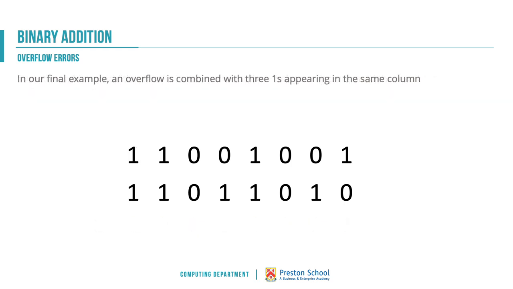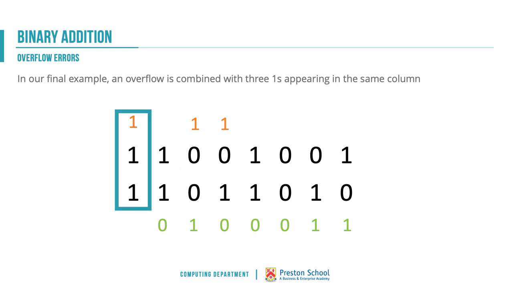Our final example is more complex again, in that we're going to end up with three ones in a column. So I start off the same, I'm carrying my numbers across, but when I get here, I'm going to put a zero because I've got two ones, and then a one is carried across. Now that results for the first time in three ones in a column.